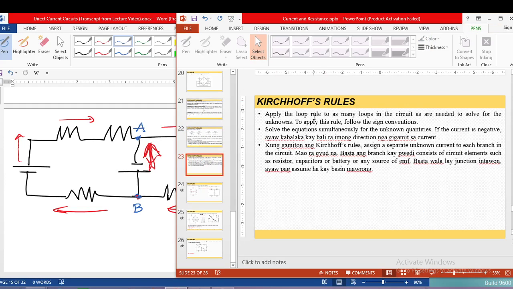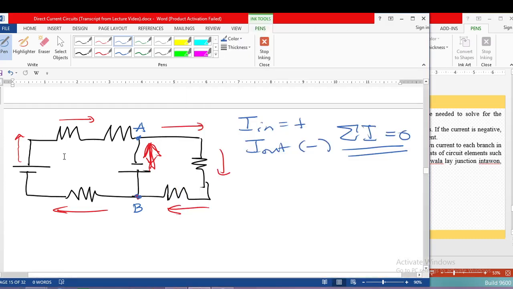Next is apply the loop rule to as many loops in the circuit as are needed to solve for the unknowns. To apply this rule, follow the sign convention. You have to make sure that you know the direction of your loops after assigning the direction of the current. You have to know the direction of the loops.